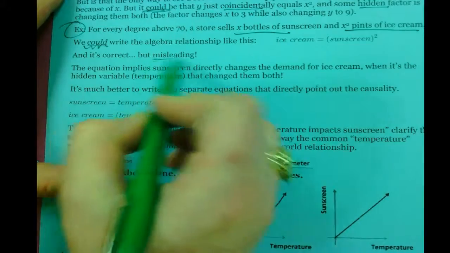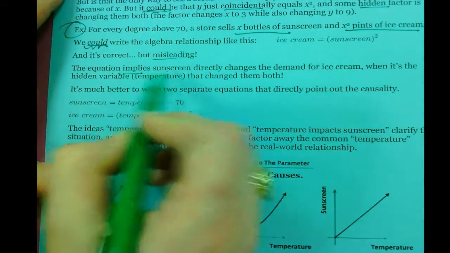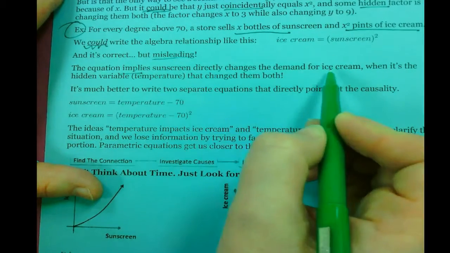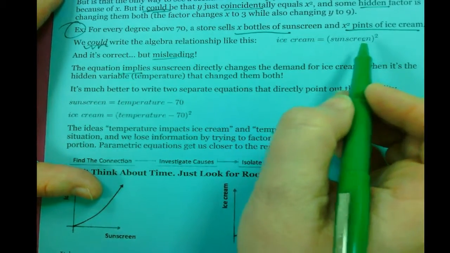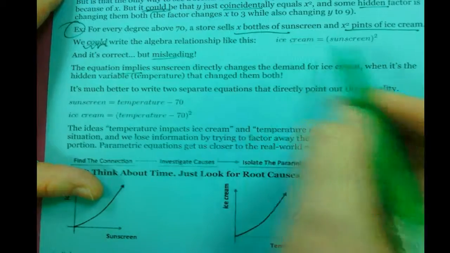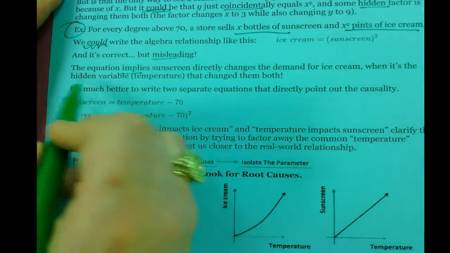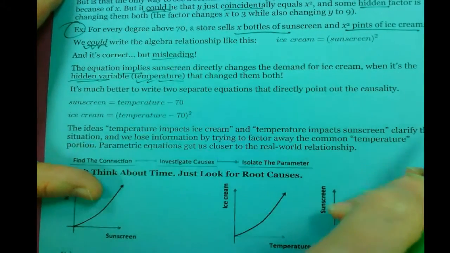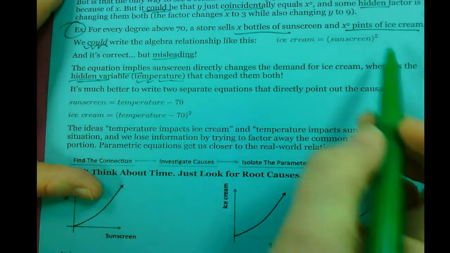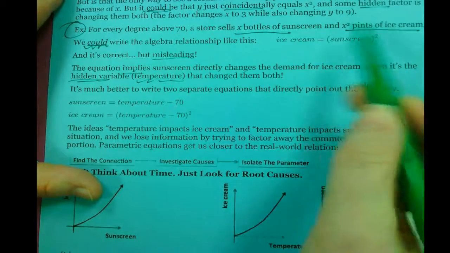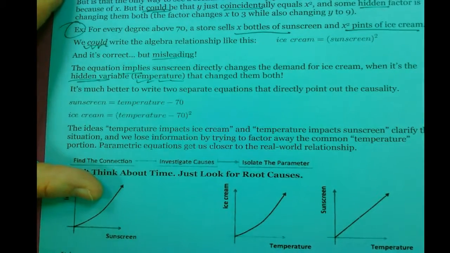It's correct, but it's misleading. The equation implies sunscreen directly changes the demand for ice cream. Like this is your input, this is your output, right? Just because you sell so much sunscreen doesn't mean that, it's not actually related to each other. So the hidden variable is the temperature that changes them both, right? So it's the temperature that's driving both things. Even though this is a correct relationship, it's not really truly what's happening in that scenario.